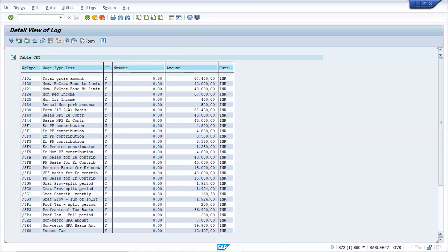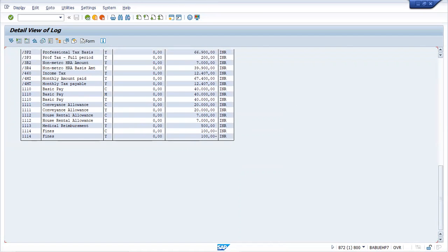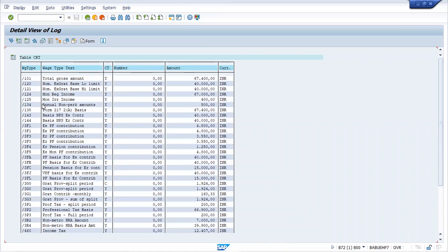So I have read those things, and see here: basic pay 40,000 and conveyance 20,000, house rental allowance 7,000, total 67,000. Yes. Okay, so I observed this. And I observed how slash 115, slash 114 are calculating, and how 134 and 133 are calculated, and those things I observed today, sir.